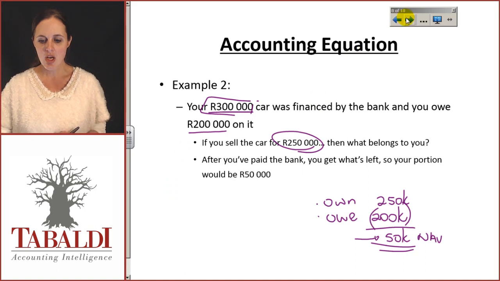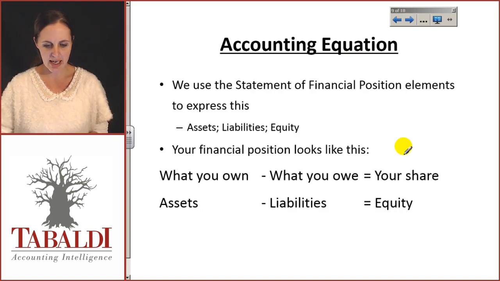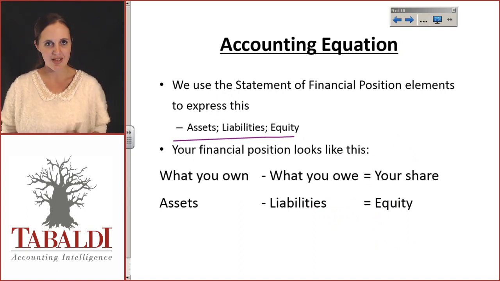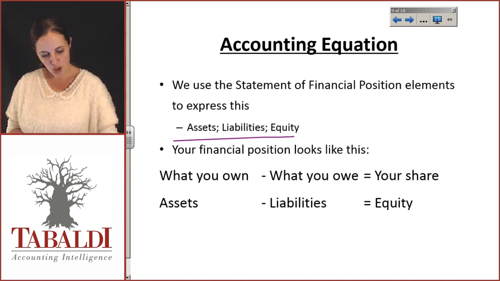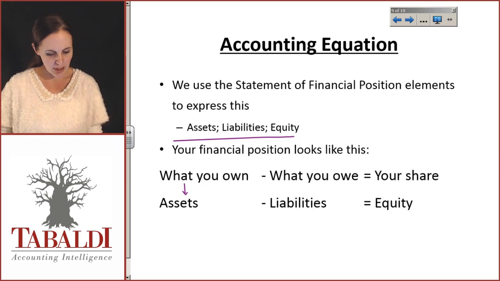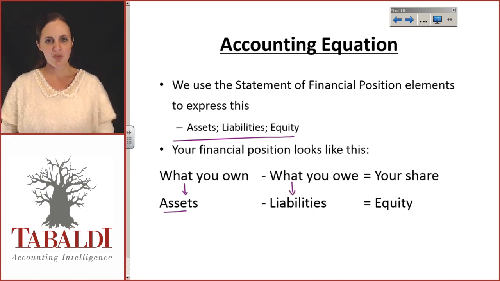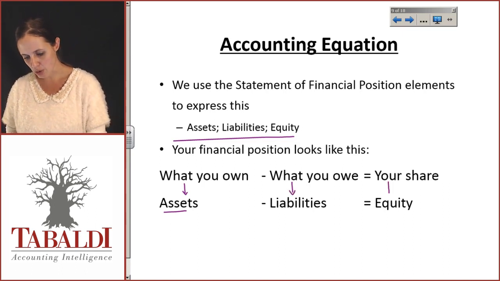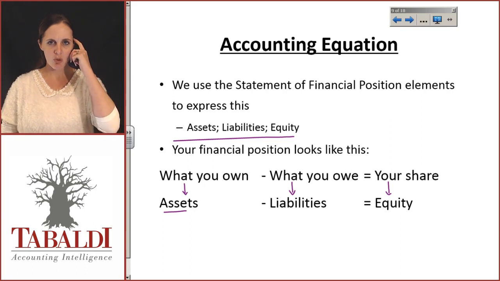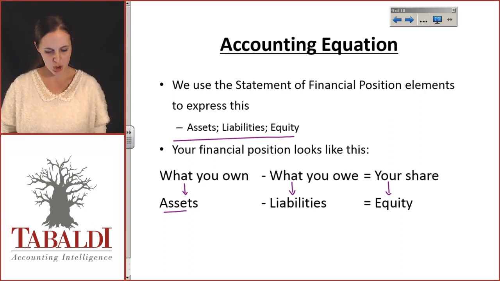And once we've set the two off against each other, then we can start to tell whether or not they really are wealthy. So our businesses are exactly the same, and we use the statements of financial position elements to represent exactly what we've spoken about. What you own is your assets, and we'll get into the definition and all the criteria of assets, so don't panic about that just now. But what you own are your assets, what you owe is your liabilities, and your share will be your equity. What's left? You're going to get your share.